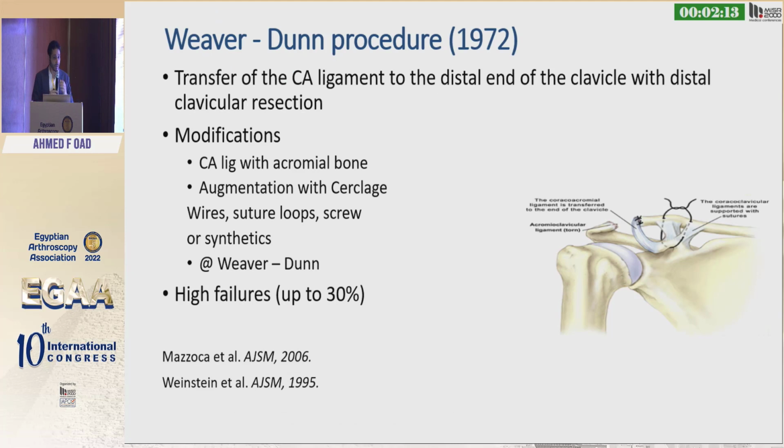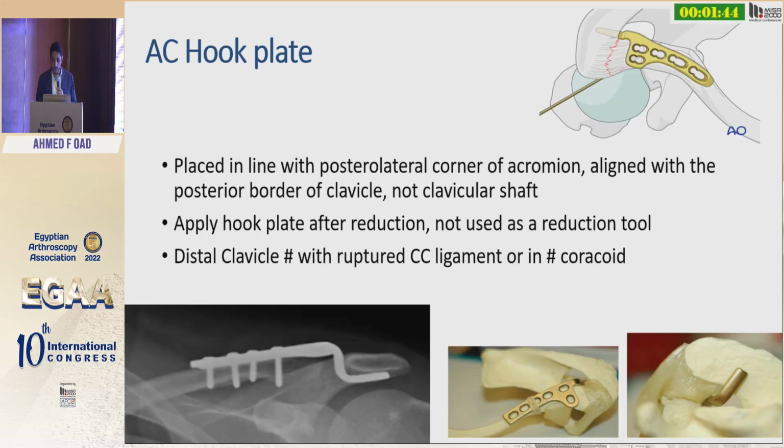The Weaver-Dunn was described in 1972, in which there is a transfer of the CA ligament to the distal end of the clavicle associated with distal clavicle resection, with some modifications that this part of the ligament can be transferred with part of the acromial bone, as well as with augmentation with cerclage or any other implant for internal bracing till the healing occurs, and it could be done arthroscopically with various results described in literature with failures maybe up to 30%.